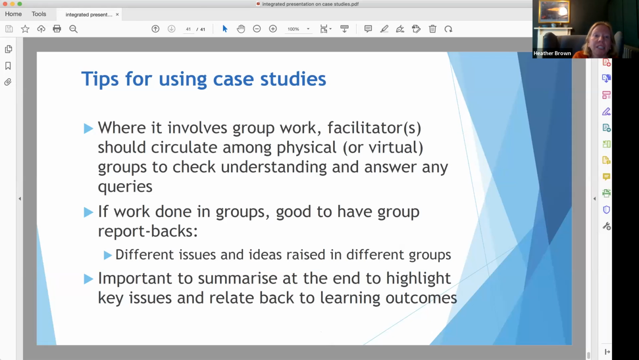It's important to summarize at the end, to reiterate what the learning outcomes were and why they did the activity, and to highlight key issues that arose, or if some specifically interesting things came up in the group, to highlight that and how that will influence their learning going forward. And that's it.